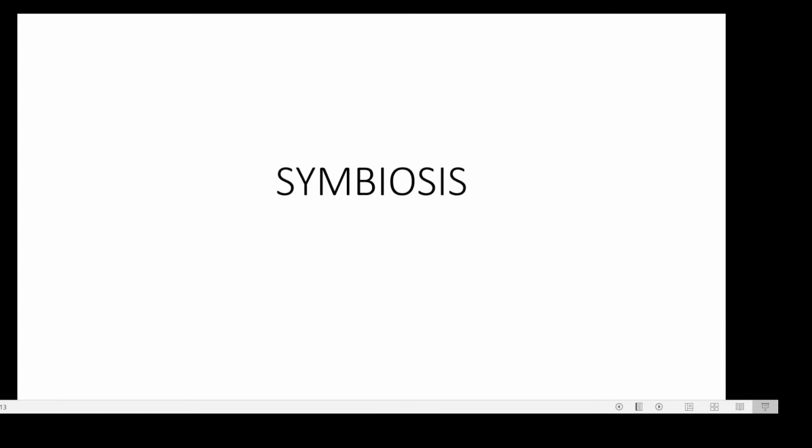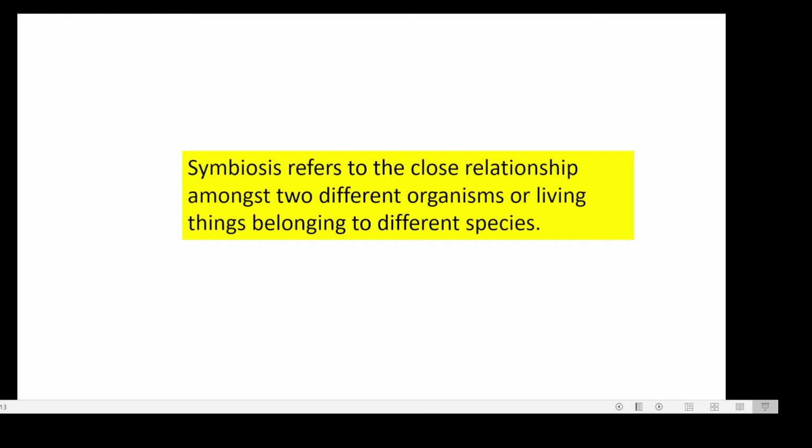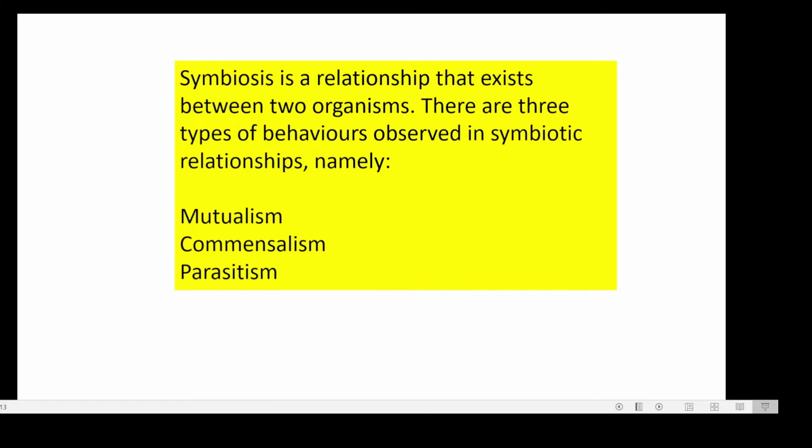Today's topic is symbiosis. Now, what is symbiosis? Symbiosis refers to the close relationship amongst two different organisms or living things belonging to different species. Now, symbiosis is of three types. What are these three types? One is called mutualism, second one is called commensalism, and the third one is called parasitism.